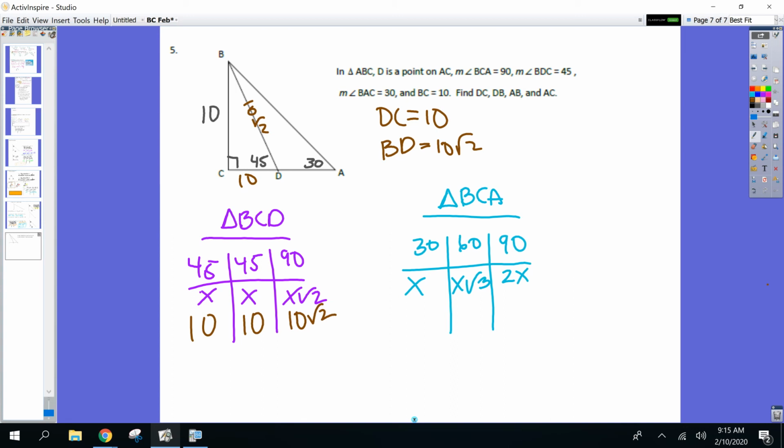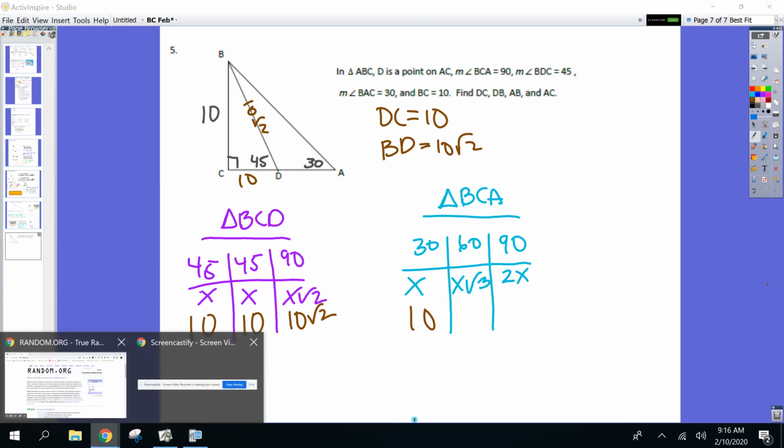Okay. Everyone all right? That's 10. It's across from the 30. I know it's across from the 45. I'm done with that triangle, though. I'm down to the 30, 60, 90. Can you fill in the rest of the chart for me?